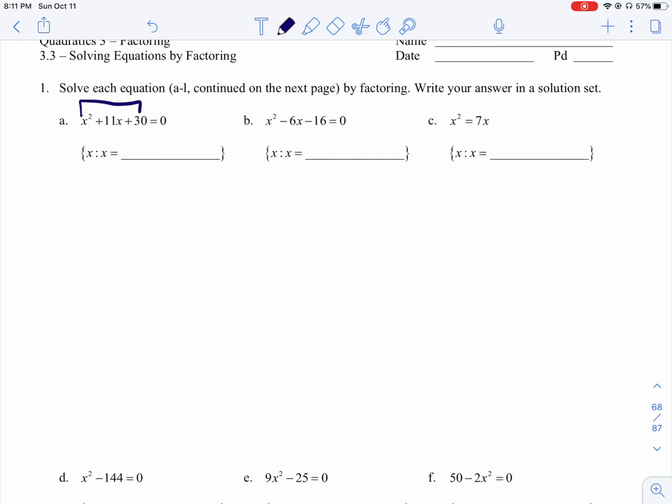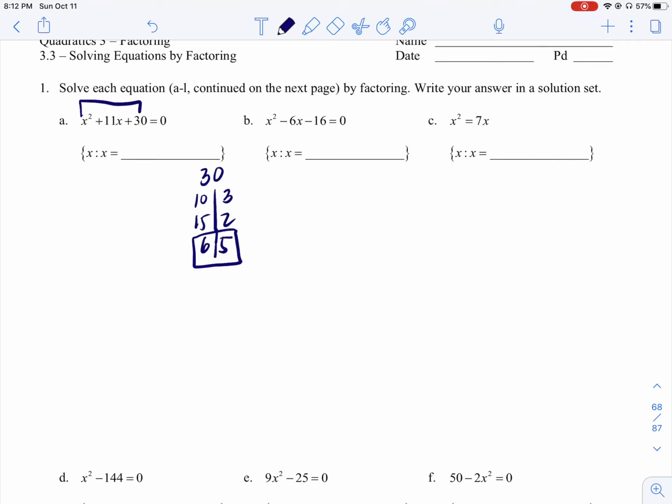My a value is equal to 1. So 1 times 30 is equal to 30. So I'm looking for a number that when I multiply, I will get 30. And when I add, I will get 11. I'm looking for a number that when I multiply, I'll get 30. When I add, I'll get 11. So 30 would be 10 and 3. I'll also have 15 and 2. None of them results to 11 yet. So we have 6 and 5. Does that result to 11? Yes, it does. So 6 and 5 would be our perfect pair.